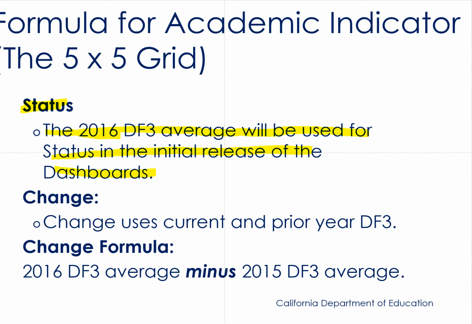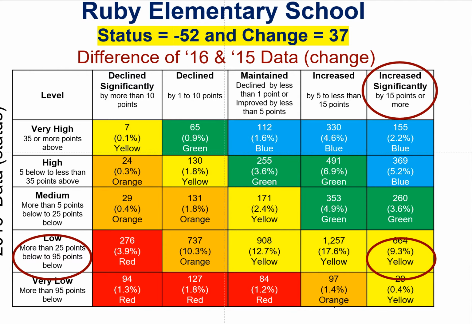And then we have the change. The change uses the current status and the prior year status for distance from level 3. Remember that for distance from level 3, the change formula is simply the difference between those two averages. So how does this work? How does this relate to the 5x5 grid?